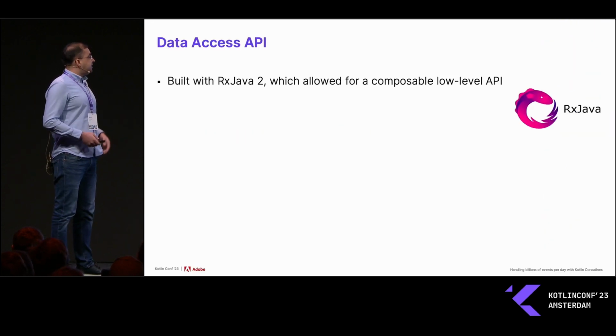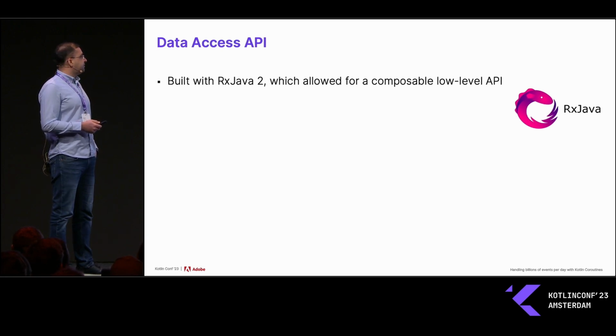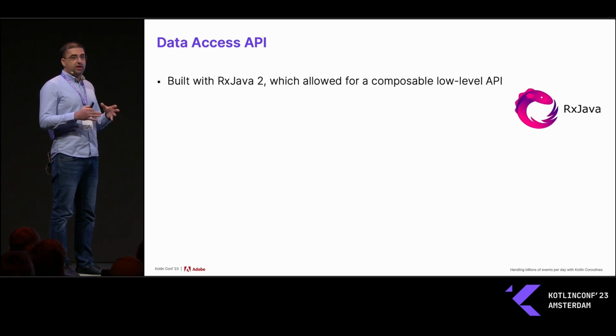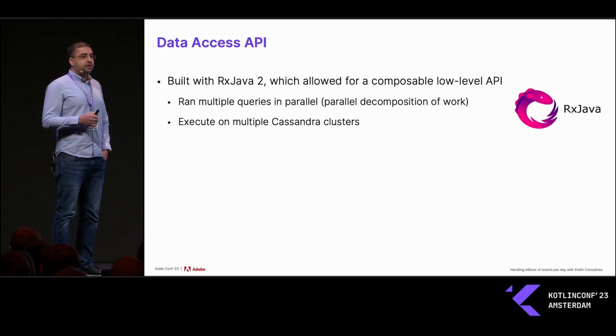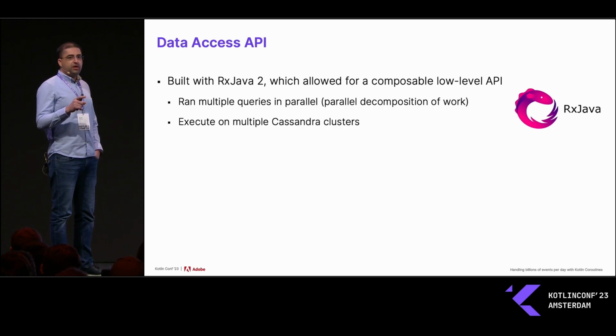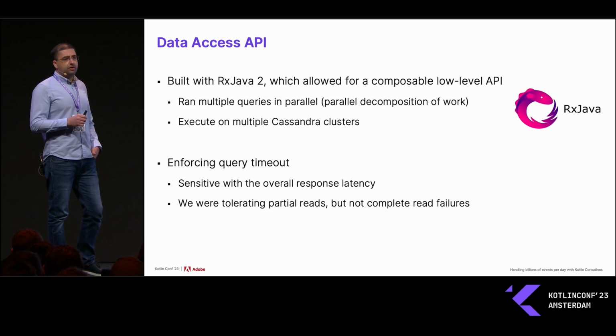So the data access API was the part of our application that enabled us to talk with our database, which were Cassandra clusters. It was built with Rx from the beginning, and we thought that was our advantage here. If we could ensure this part is non-blocking, then we could have the entire application non-blocking end-to-end. The reason for using Rx here stemmed primarily from the need of running multiple queries in parallel, as well as on multiple Cassandra clusters. Think of active, passive kind of setups. We are also enforcing timeouts on all our queries since we are very sensitive with the overall response latency.